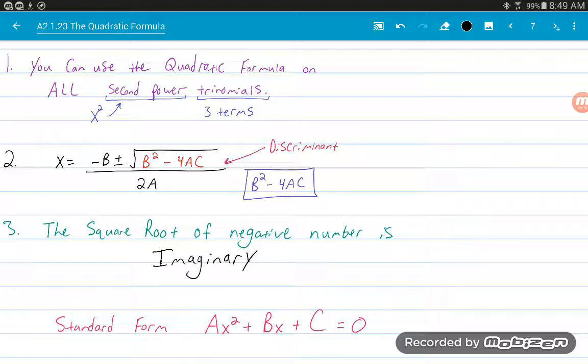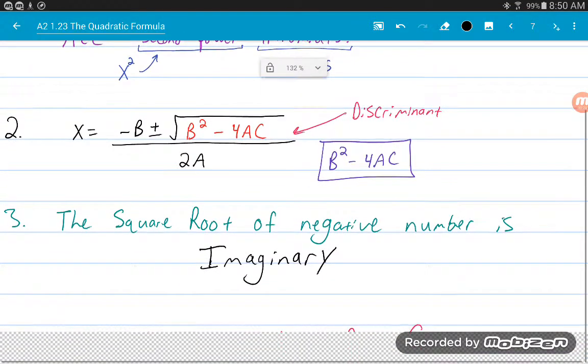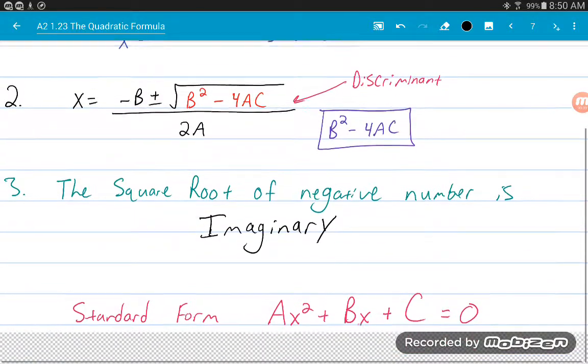Number two, what is the discriminant? In the quadratic formula, the discriminant is the part in red under here, the b squared minus 4ac. That comes in really important in today's lesson.